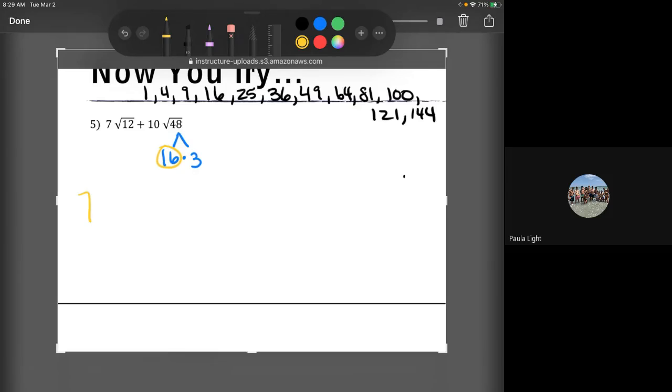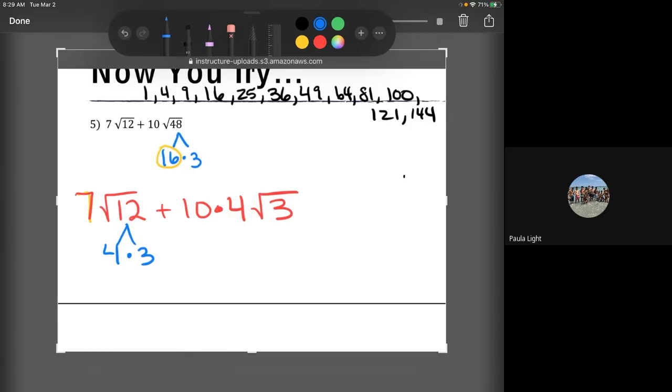So I've got my 7 radical 12 plus 10 times 4. That's the 4 that comes out, radical 3. Well, now they still don't look alike. So now let me focus on the 12. Let's break down that 12. What times what will give me 12? 4 times 3. And 4 is on my perfect square list. So I'm going to break down 12 as 4 times 3.